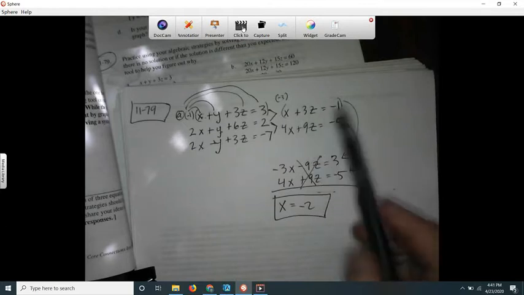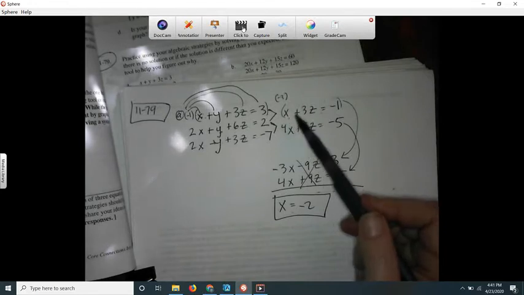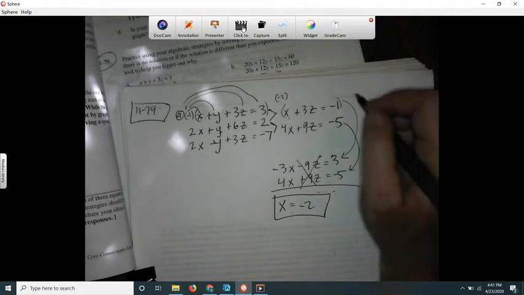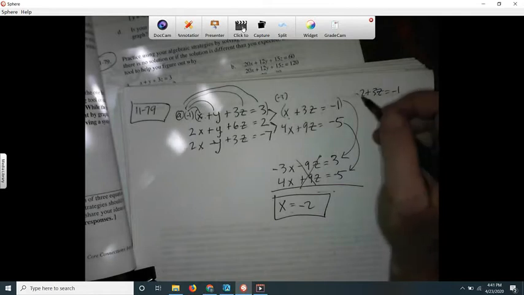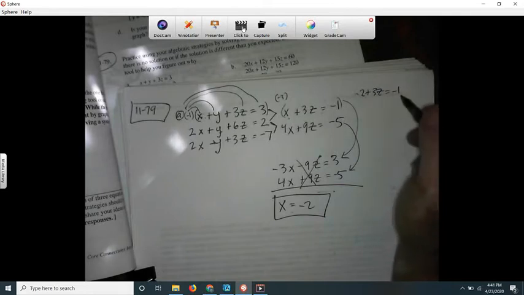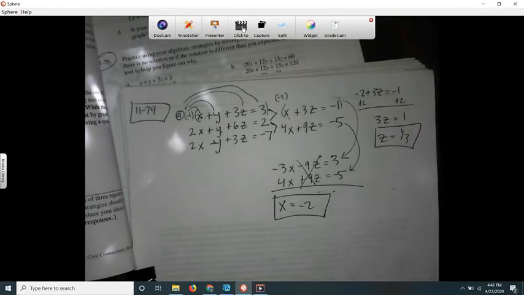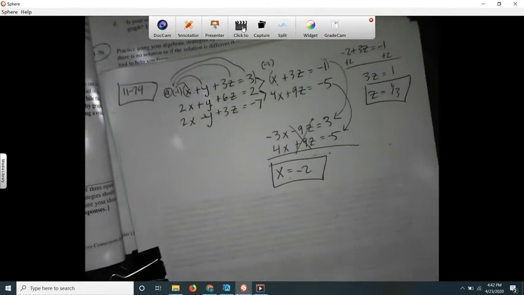So I think I could plug x in right up here and get z. Let's see. -2 plus 3z. So if I bring the -2 to the other side, I think z equals 1/3. Let's see if that's right. Yeah. And then I can just plug in x and z to find y somewhere.